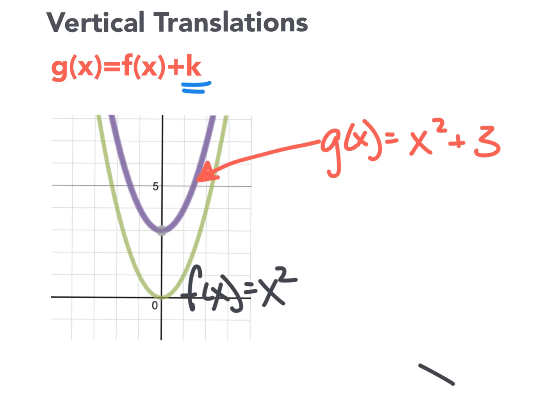And all of the parent functions are going to behave this way if there's an outside number here. Now, of course, if this was minus, it would have moved down. But yeah, that's why I just leave this as f of x, because it represents all the parent functions.